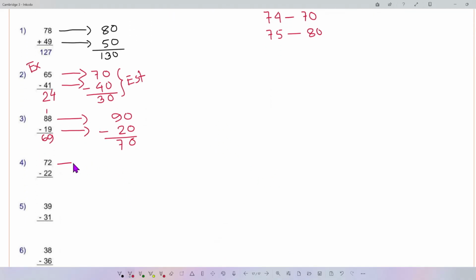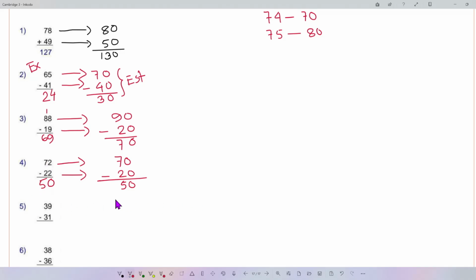Then 72. Round to the nearest 10, it is 70. 22, nearest 10 is 20. So estimate value is 50. So what is the exact? 2 minus 2 is 0. 7 minus 2 is 5. So 50.